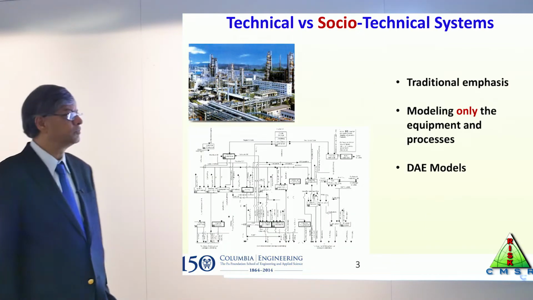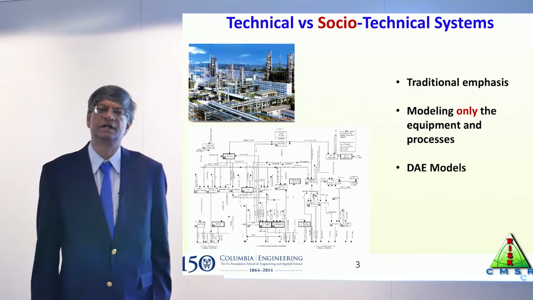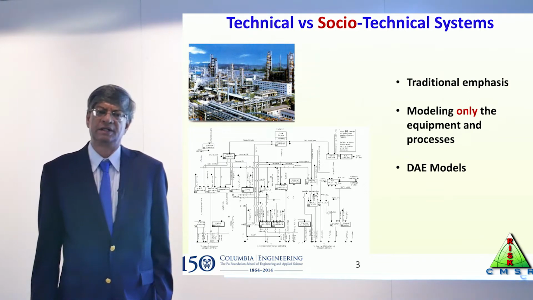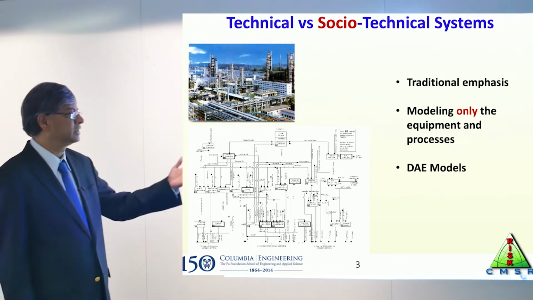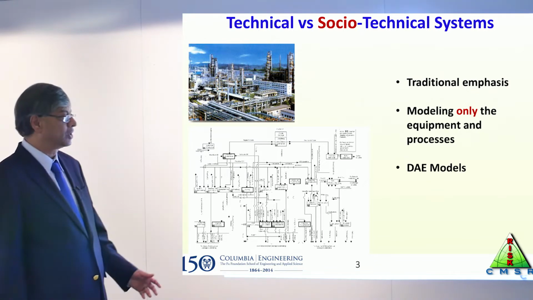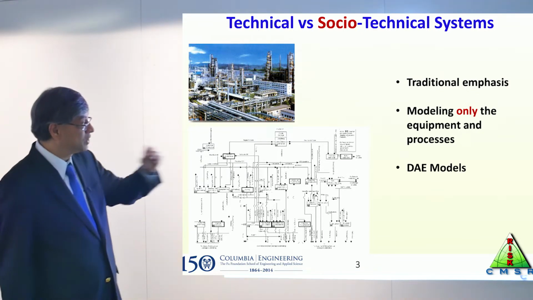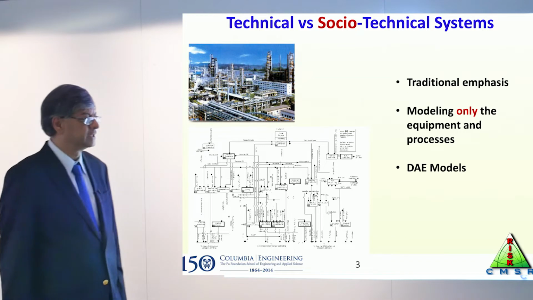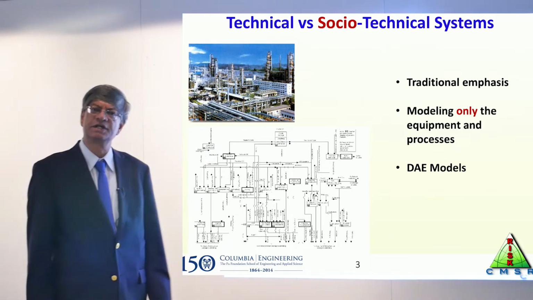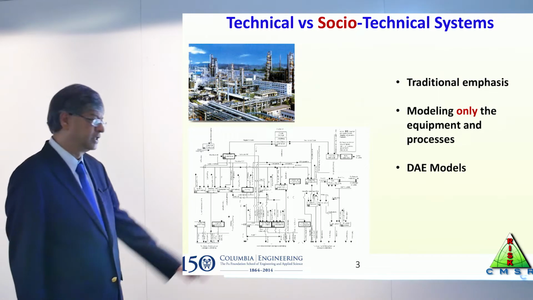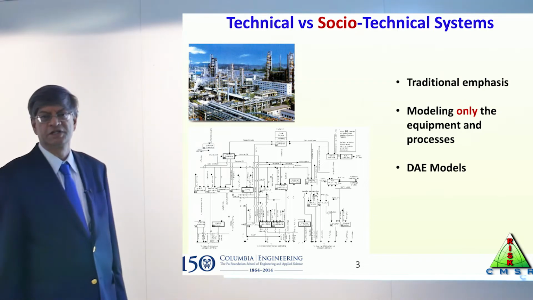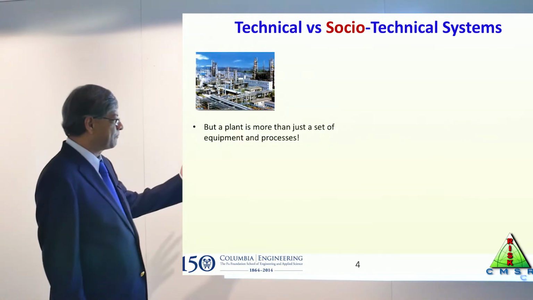So when we talk about models in chemical engineering, particularly process safety and process control related work, we generally mean the traditional emphasis, that is, modeling the equipment and processes. What you see here is a typical chemical plant, and here is a flow sheet of it. And we develop DAE models, that is, differential and algebraic equation-based models of the individual units as well as subsystems and so on.